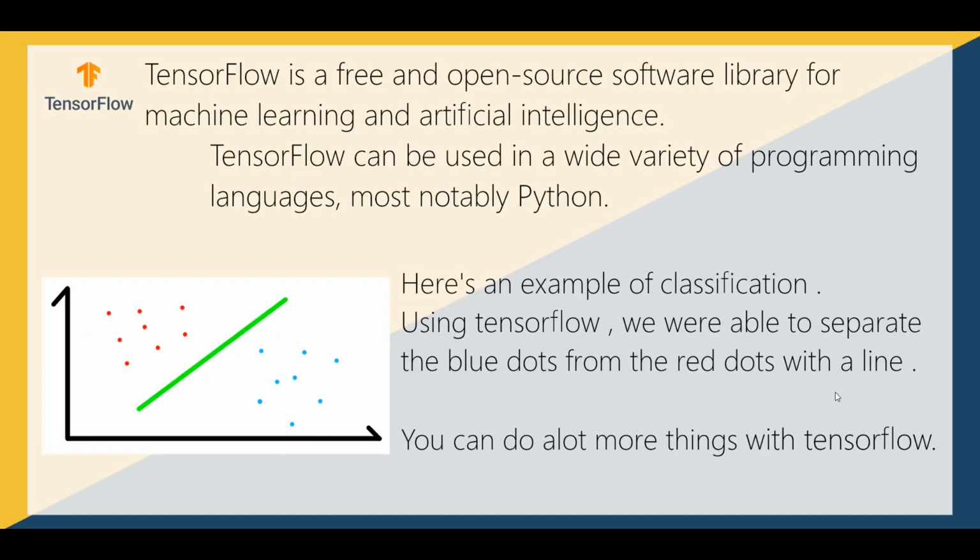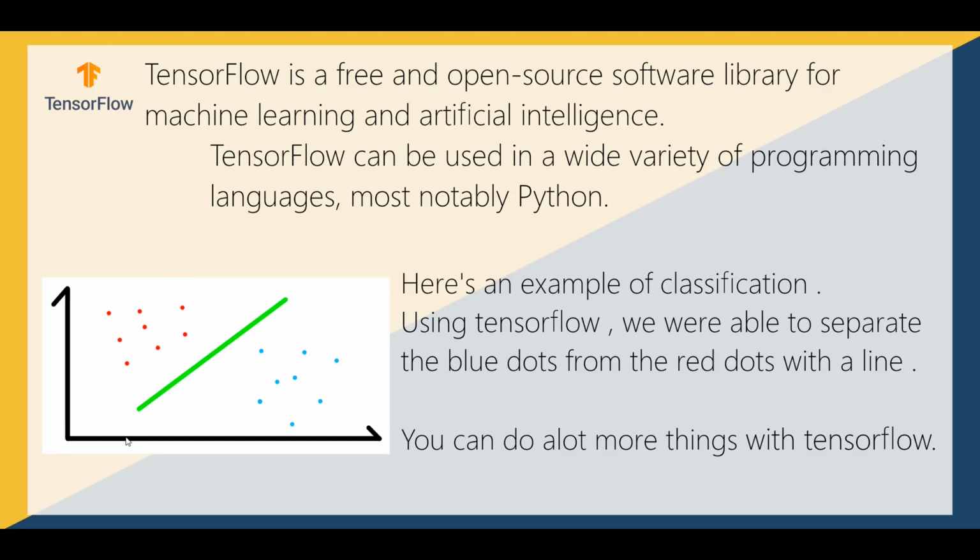And now let's dig into the next library. So, TensorFlow. TensorFlow is a free and open source software library for machine learning and artificial intelligence. TensorFlow can be used in a wide variety of programming languages, most notably Python. Here is an example of a classification problem. You do have red dots here, and you do have blue dots. In order to separate them, you need to use TensorFlow.